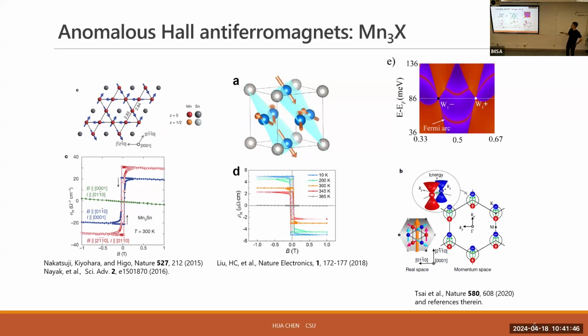And finally, also following this experimental paper, people found that if you calculate this band structure using density functional theory, there are some nodes near the Fermi energy. So people studying Weyl and Dirac semimetal physics also got interested in these materials. And this is not an exhaustive list. You can probably find other papers by looking at references citing these papers.